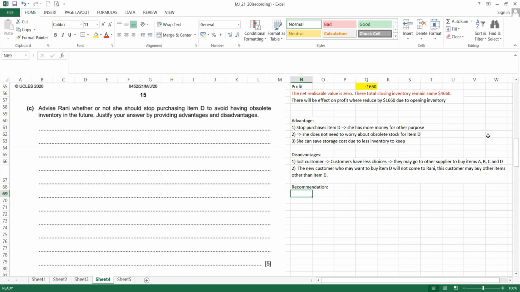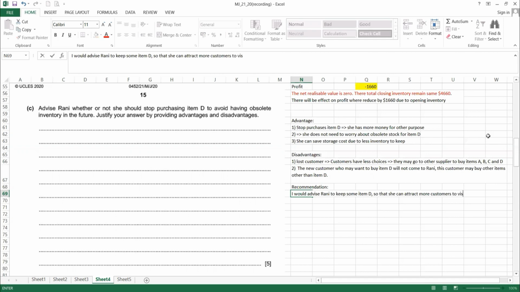So in my personal opinion, I will advise Rani to keep some item D, so that she can attract more customers to visit her shop due to the more variety of items sold in the shop. Okay, so that is the conclusion that I'm going to make.